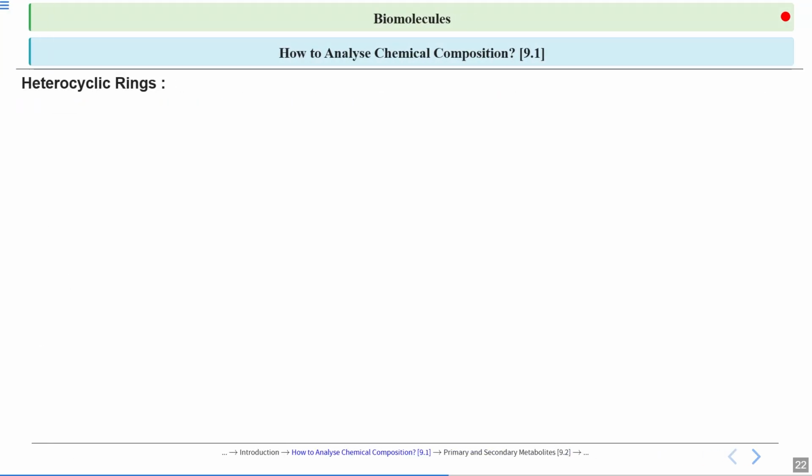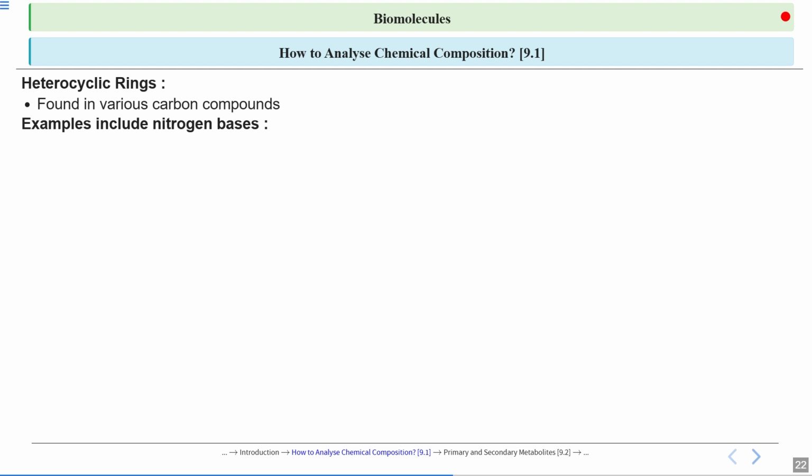Now next is heterocyclic rings. These rings are found in various carbon compounds. Where are these heterocyclic rings present? They are present in the nitrogenous bases. You must know about the nitrogenous bases. These nitrogenous bases are present in the DNA, and DNA is made up of nucleotides. What is a nucleotide made up of? A nucleotide is made up of a nitrogenous base, a sugar, and a phosphate. So a nucleotide consists of these three components.